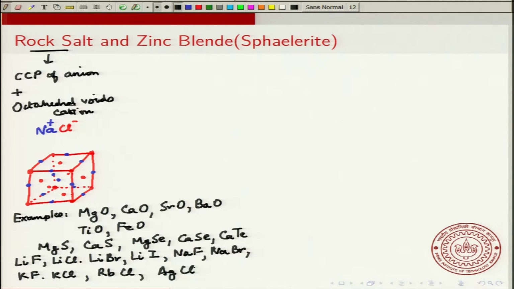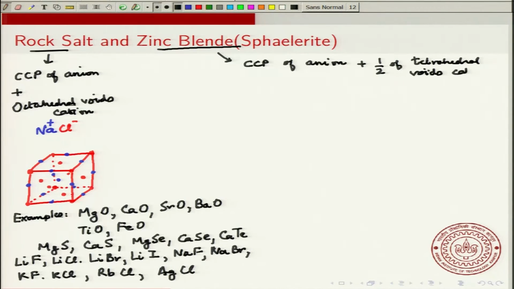Now, the next structure that I'm going to talk about is again something that you have already seen, which is zinc blende or sphalerite. Here you have a CCP of anions and half of the tetrahedral voids occupied by the cation. Okay, and we can show the structure easily.